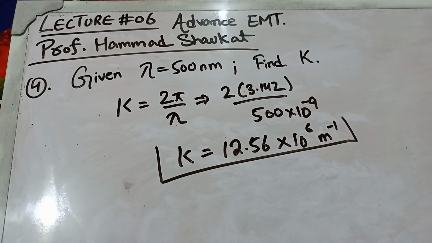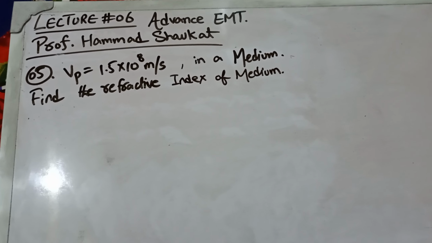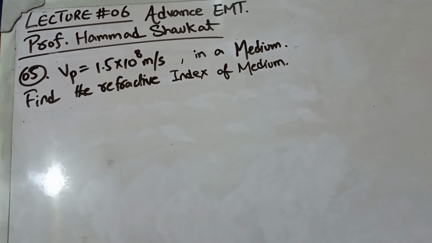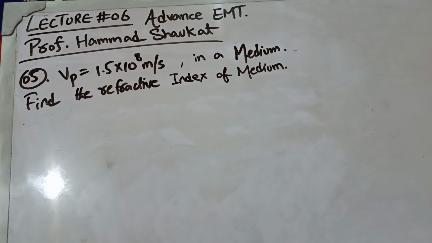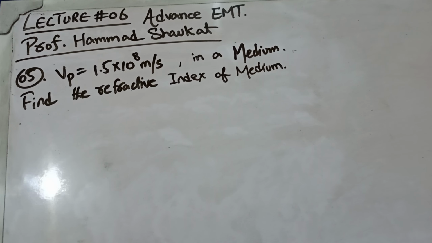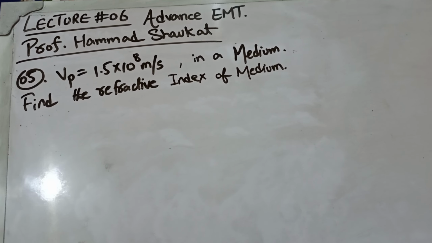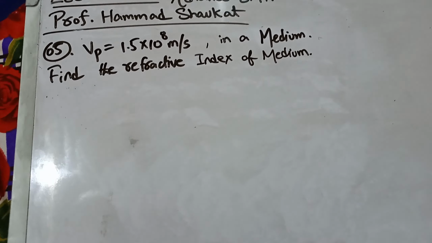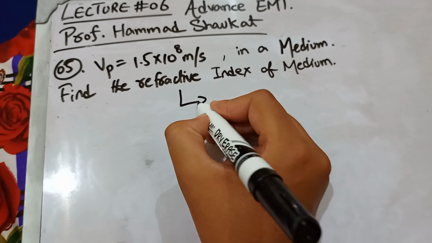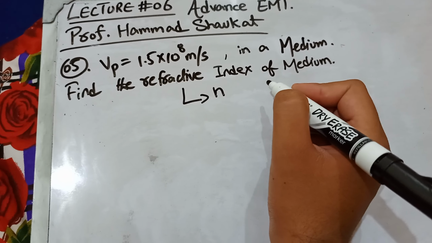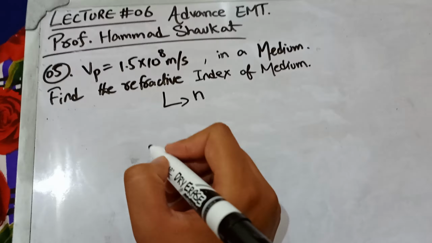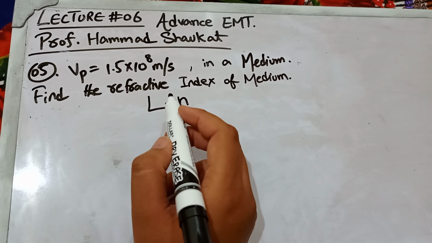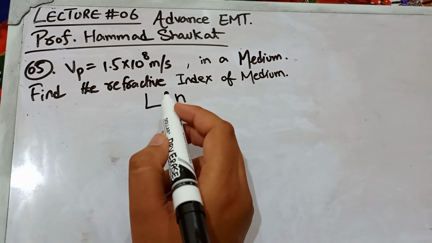Now let's move towards the fifth problem. Our fifth problem is also very easy. Now your phase velocity is given, meaning Vp equals 1.5 into 10 raised to power 8 meter per second, passing through a medium. You have to find the refractive index of the medium. You know the refractive index is basically denoted by the symbol small n, and you know the relationship for the refractive index. We already covered this in our previous lecture, you can watch that video.